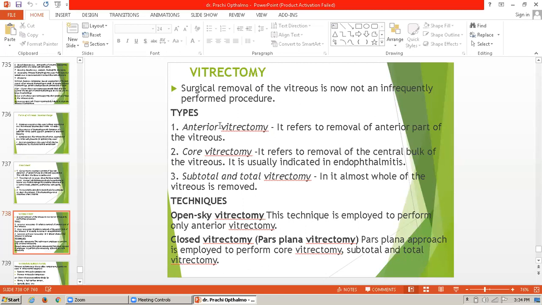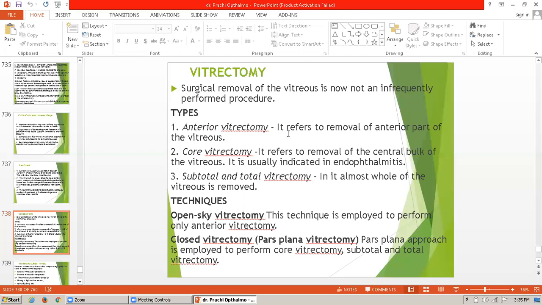Types consist of anterior vitrectomy, core vitrectomy, and subtotal and total vitrectomy. Anterior vitrectomy refers to removal of the anterior part of the vitreous. Core vitrectomy refers to the removal of the central bulk of the vitreous. It is usually indicated in endophthalmitis. In subtotal and total vitrectomy, almost the whole of the vitreous is removed.